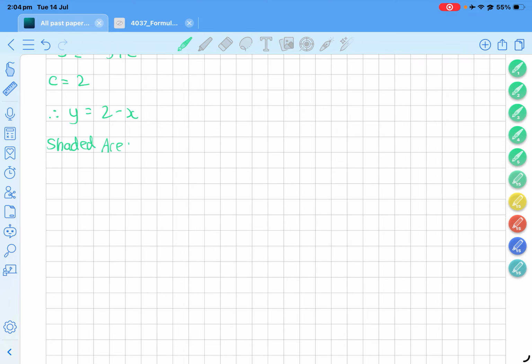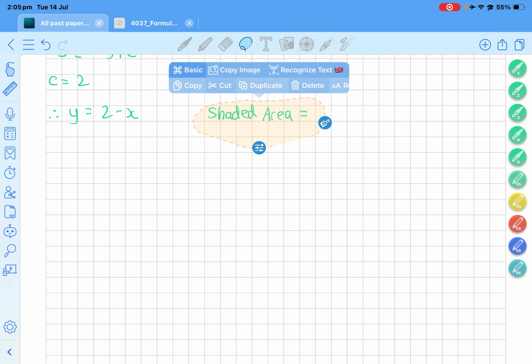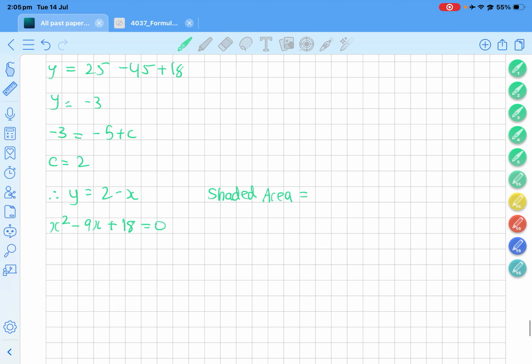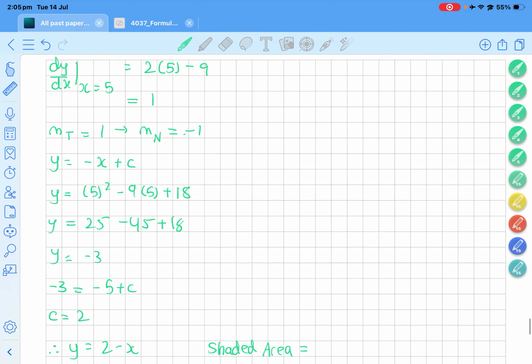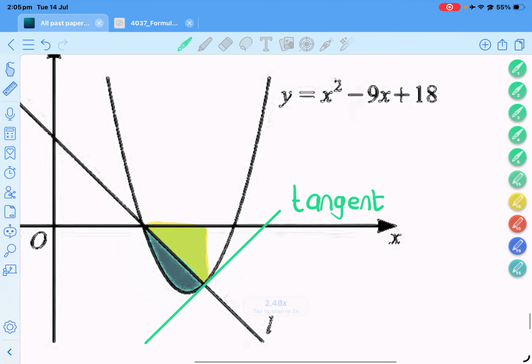So for the shaded area, before we can write this, do you even know where you have to take the shaded area between two, from and to? So you'll have to set x square minus 9x plus 18 equals to 0, or you could just solve x square minus 9x plus 18 is equals to 2 minus x, and then solve that quadratic, which instead of giving you the x value of this one, it would give you for this, so x equals 5.